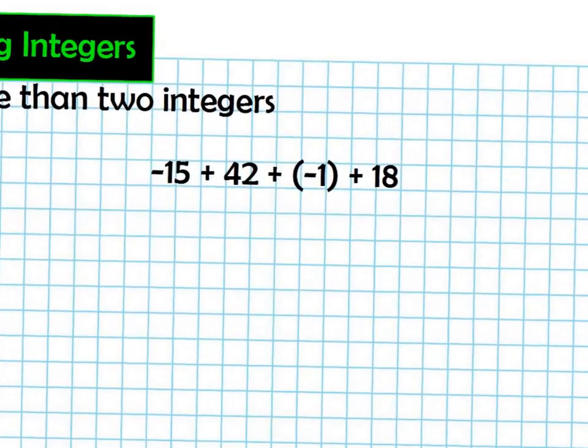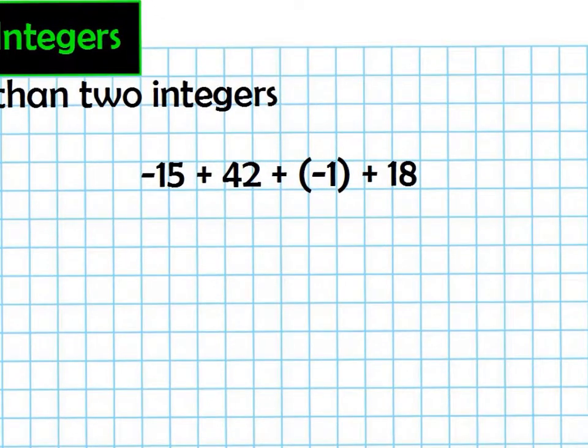Lastly, I'd like to demonstrate how to add more than two integers together. In this question, we have negative 15 plus 42 plus negative 1 plus 18. The commutative property of addition says that we can rewrite addition problems in any order we'd like, which means I can technically rewrite this problem as negative 15 plus negative 1 plus 42 plus 18.